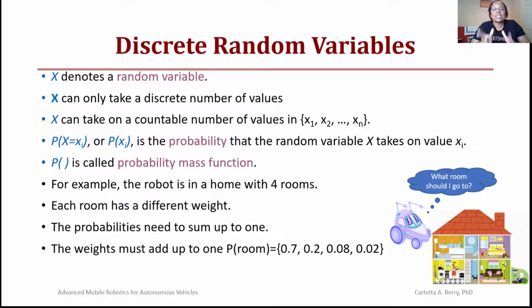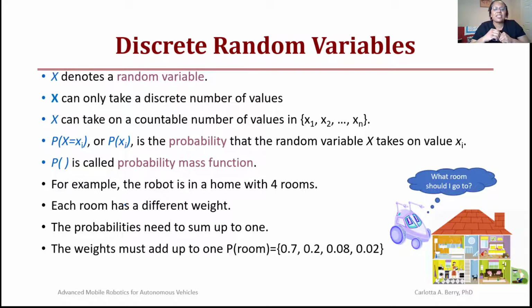If we have X denoted as a random variable, and it can only take on a discrete number of values, then we can say that these countable number of values can be represented as lowercase x1, x2, and so on, xn. So the probability of the random variable X equal to x sub i, or the probability of x sub i, is the probability that the random variable X takes on a value lowercase x sub i. We call this the probability mass function.